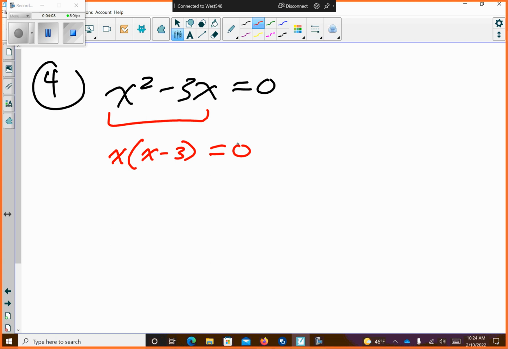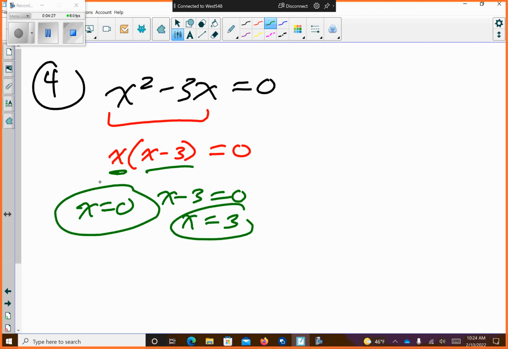Okay? Now, this looks a little different than the last one, right? The last one we had kind of 2 things that we set up, but this one, because I had a greatest common factor, we pulled that out. So this x is going to be equal to 0, and then x minus 3 equals 0. Add 3 to both sides, so my 2 solutions are both of those. Okay? So again, what those solutions do, if I plug those solutions back into the original problem, it gives us a 0.